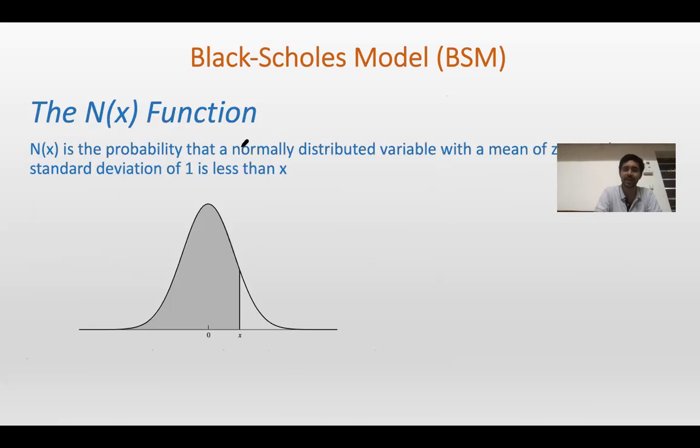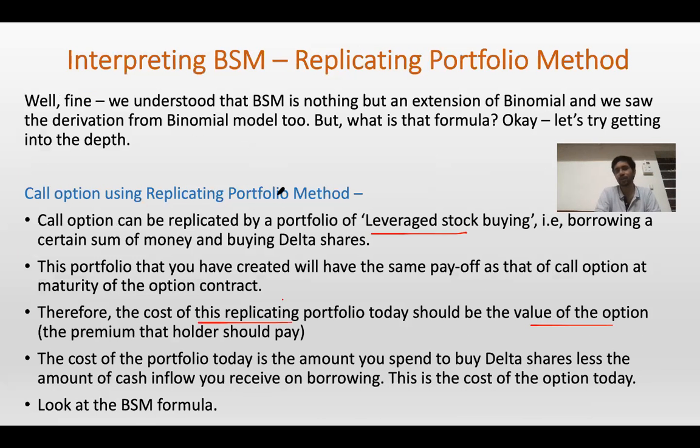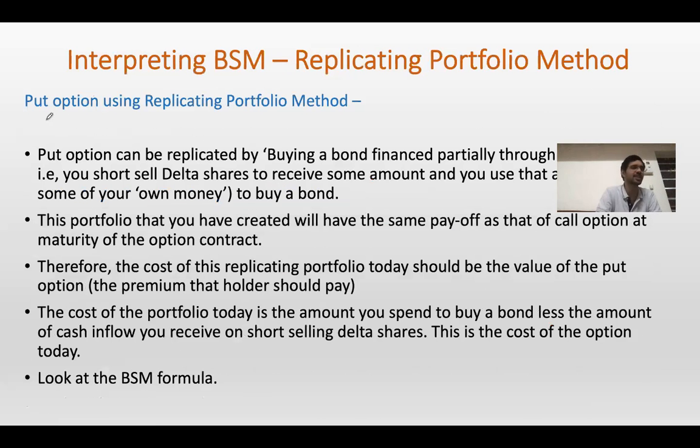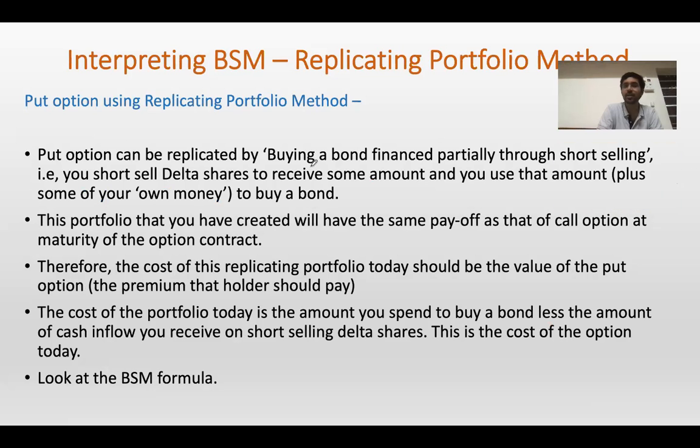Okay, so I've elaborated it. I have one slide for the call option using replication, and I have one slide for the put option. A put option can be replicated as buying a bond which is financed partially through short selling. Buying a bond is nothing but lending. I'll just add the word lending also over here to be consistent with what I've spoken. And then if you look at the Black-Scholes formula, that is the same.